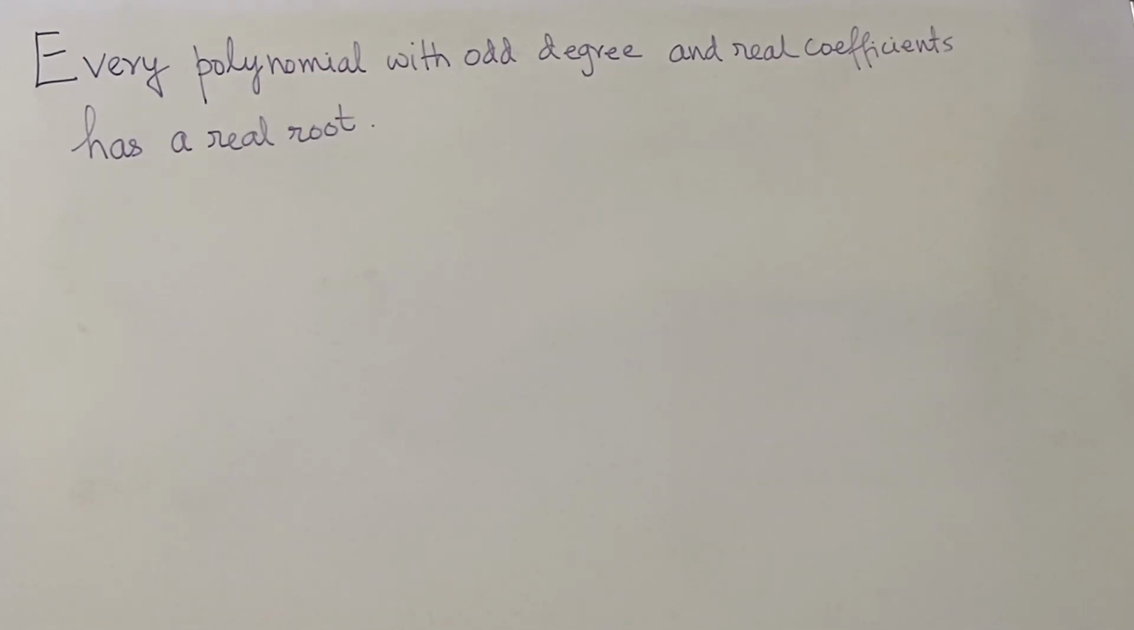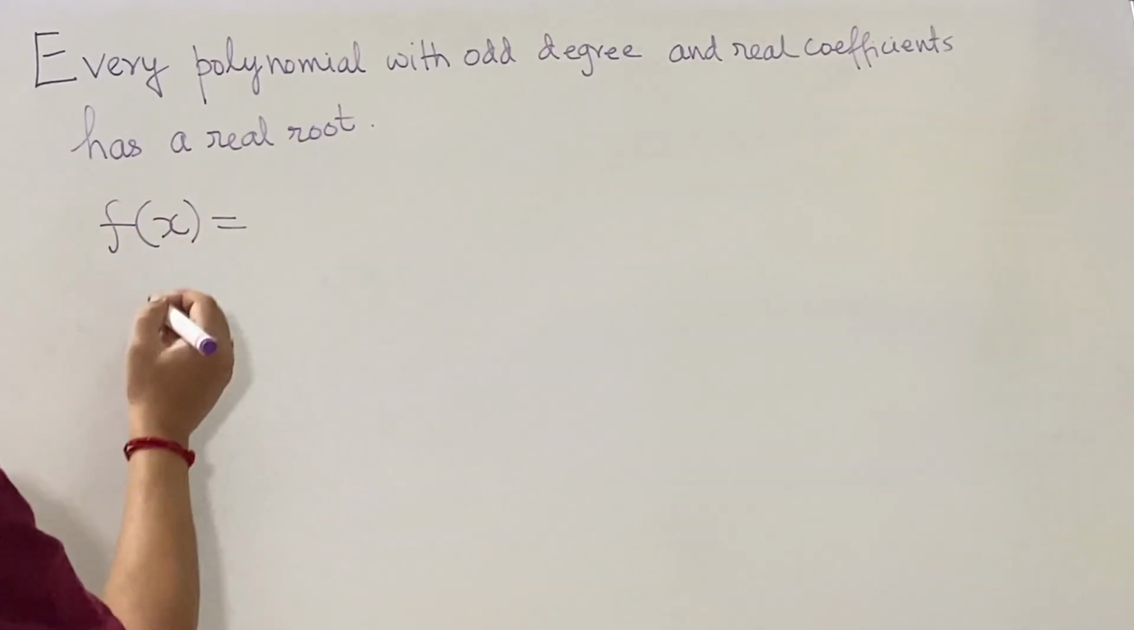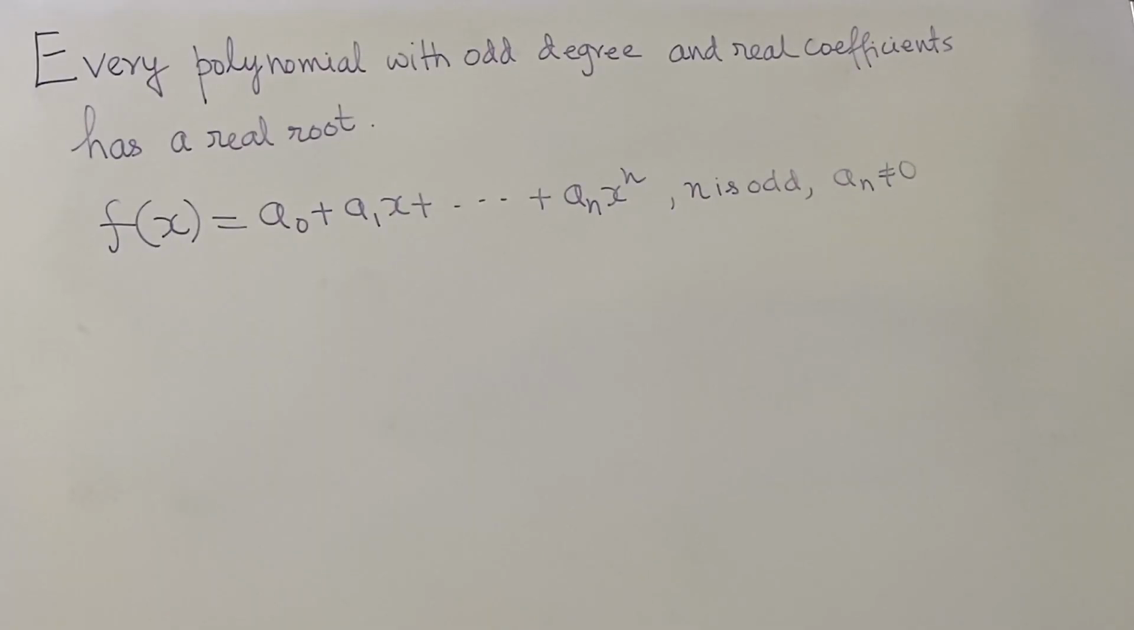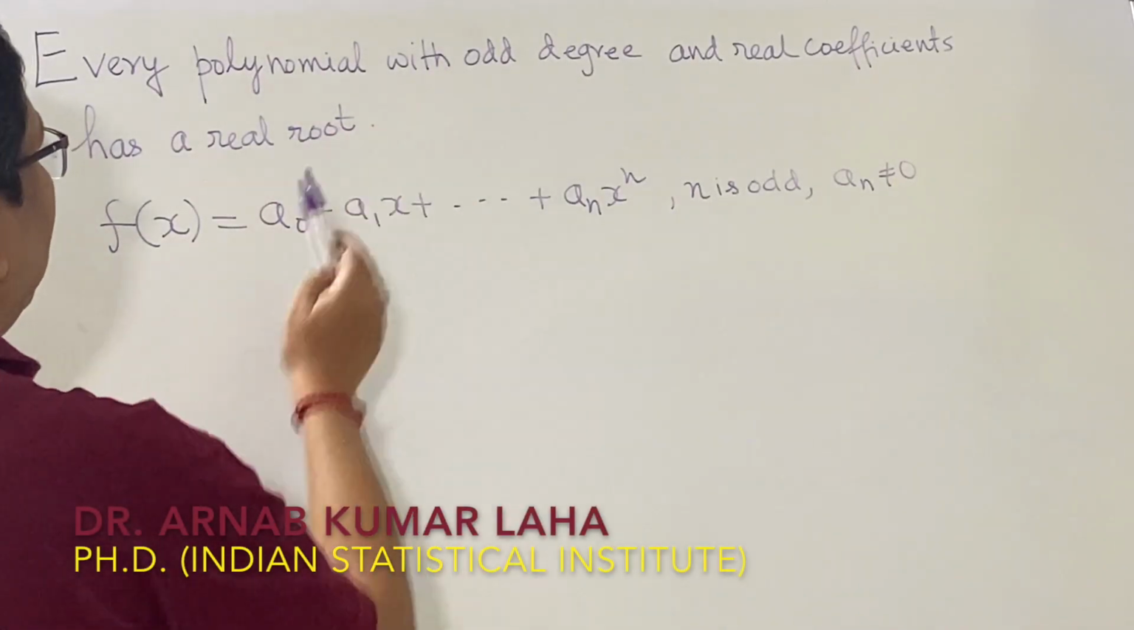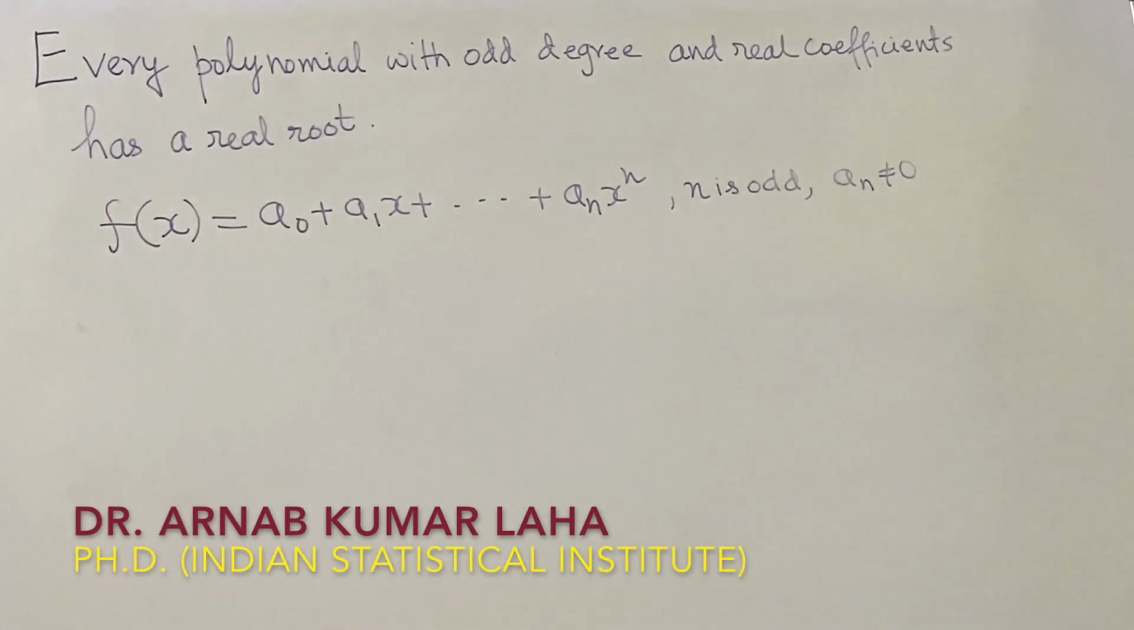In this edition, we are proving the result that every polynomial with odd degree and real coefficients has a real root. How do you prove this result? Let us write down a polynomial f(x). n is odd, and a_n not equal to 0, so it is an odd degree polynomial with real coefficients.